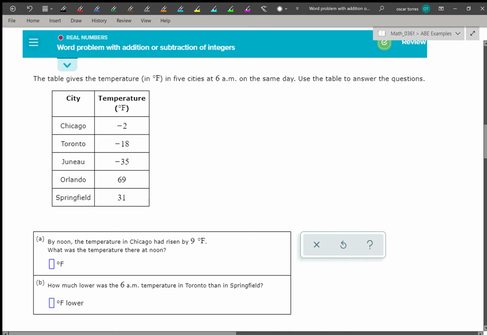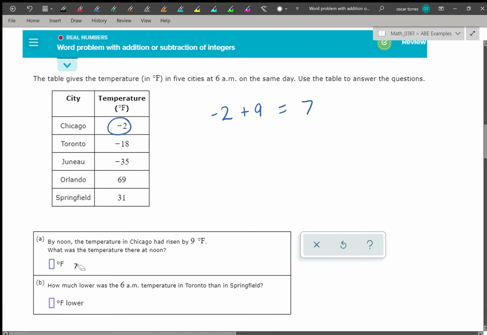So this problem gives us a table of temperatures in different cities at 6 a.m. on the same day. Part A tells us that by noon, the temperature in Chicago has risen by 9 degrees Fahrenheit. So if we look at Chicago, Chicago is at -2 degrees at 6 a.m. So by noon, it's going to go up because it's rising by 9 degrees Fahrenheit. So part A wants us to take -2 and add it to 9. Because these have opposite signs, we're really subtracting the numbers. 9 minus 2 gives me a 7, and the larger of these two values is the 9, and the 9 is positive, so our answer is positive 7.